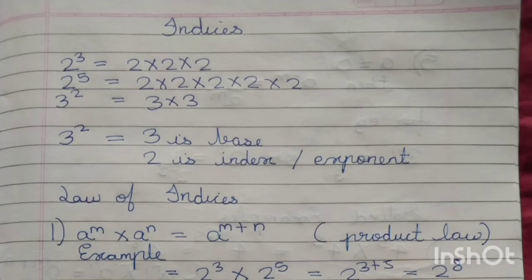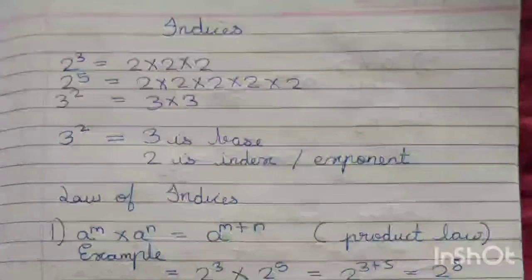So in any number, take the example of 3 to the power 2. 3 is the base which is being multiplied, and 2 is the index or exponent that will tell how many times the base number should be multiplied. So if it is 3 to the power 2, the base is 3, so 3 has to be multiplied, and 2 will tell how many times. So it will be 3 into 3, 2 times. Now we all understood this.